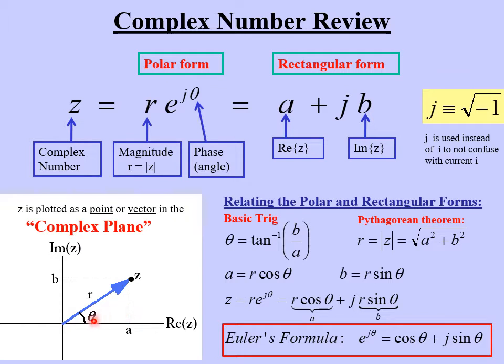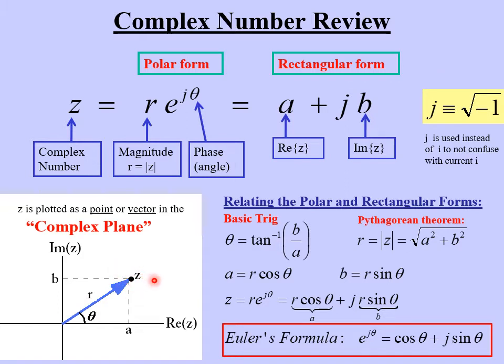In the polar form, remember r is the magnitude out in front. Well, that's just the magnitude of this vector. In other words, how long is this arrow right here? And theta, of course, is the phase angle, which represents the angle of this vector with respect to the real axis. So here are r and theta. This is the polar way to represent our complex number z.